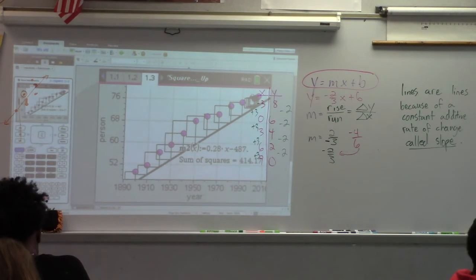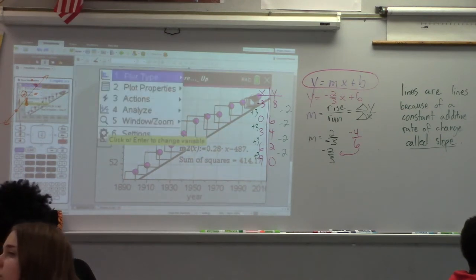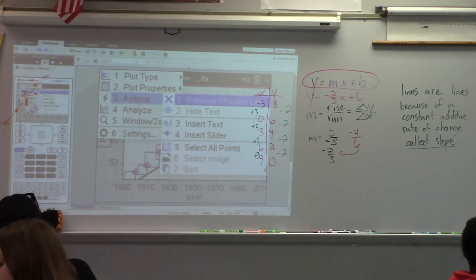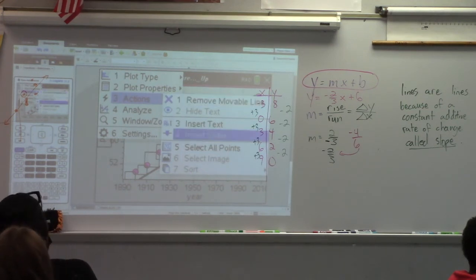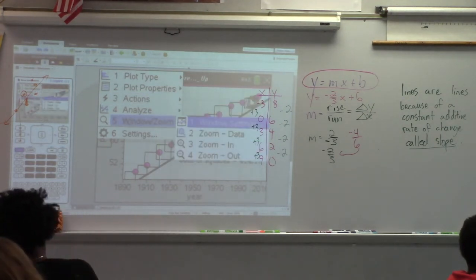Now I need y'all to pay attention to me on this, because some of us royally messed up our lines and we need to start back over. So, what's the one button we press on these calculators to make everything happen? Menu. If you go to Actions, uh-oh, never mind, that's not even under this action. Hold up.